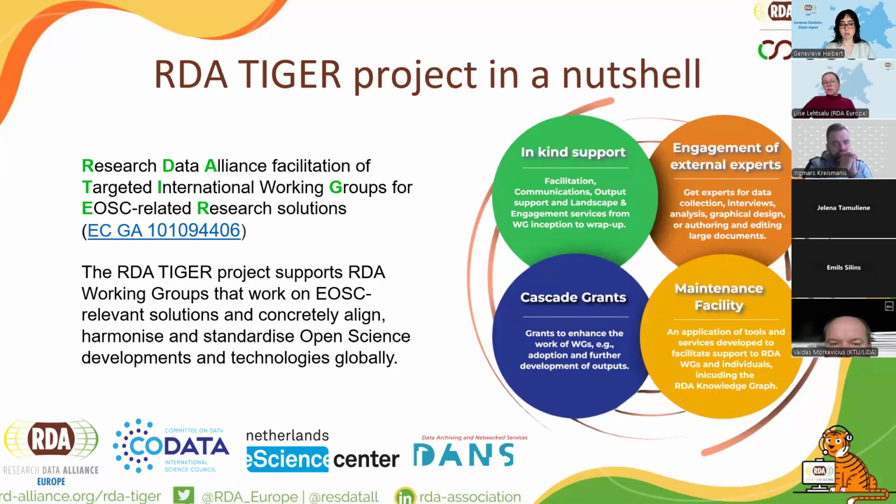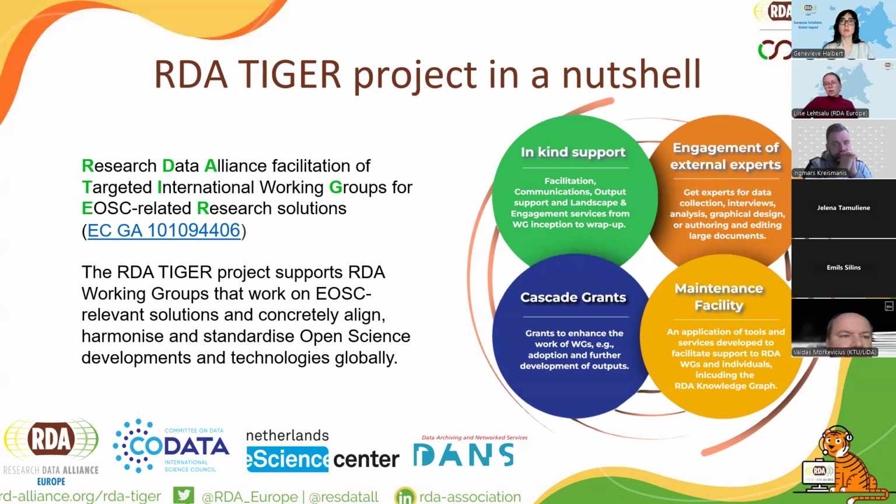This facilitation service, some of you might have heard, started through the RDA Tiger project, which is a Horizon Europe funded project that supports RDA and its partners, GoData, the eScience Center in the Netherlands, and DANS in the Netherlands, to provide services to RDA working groups that work towards solutions that are EOSC relevant. So it's RDA groups that contribute directly or indirectly to the development of the European Open Science Cloud.